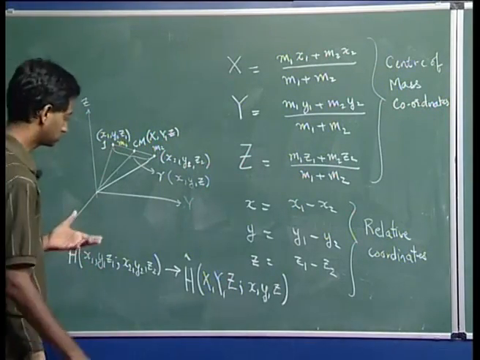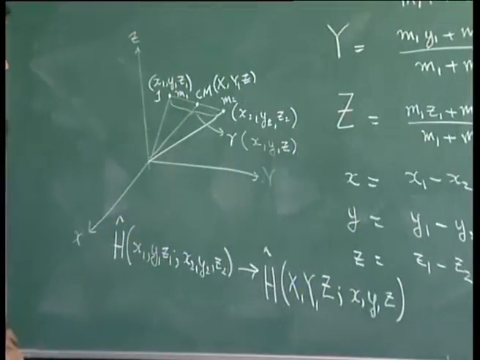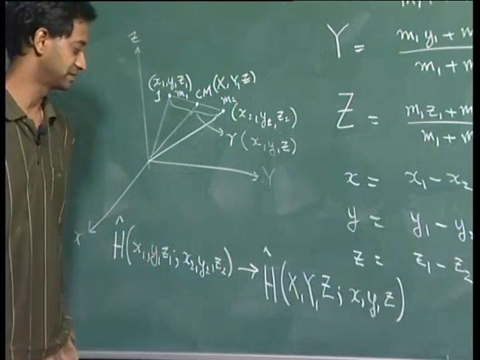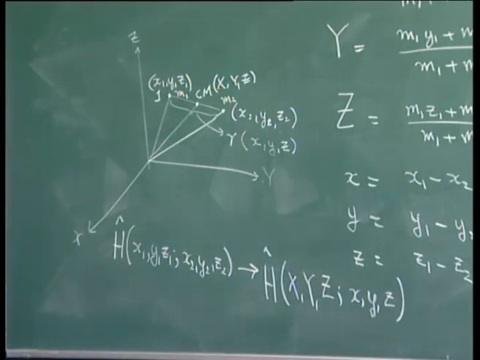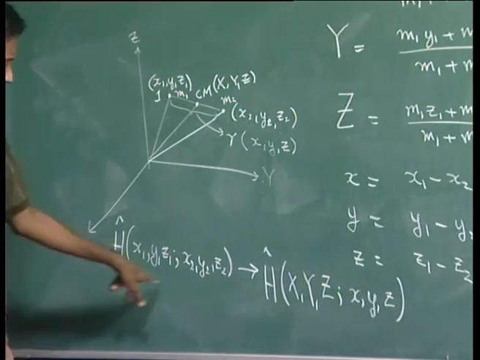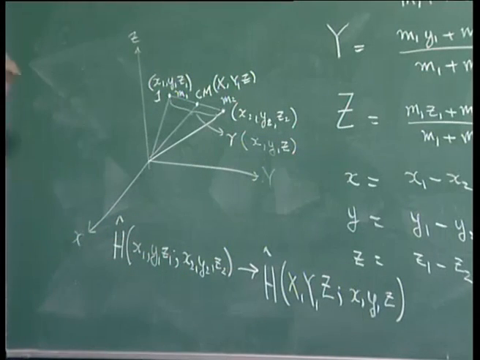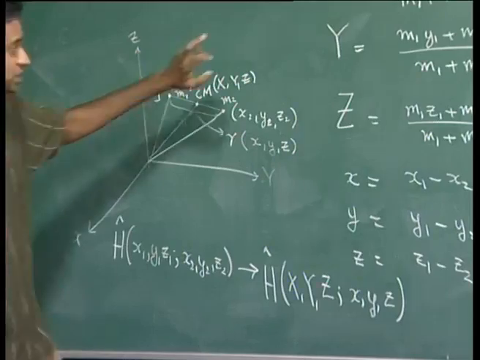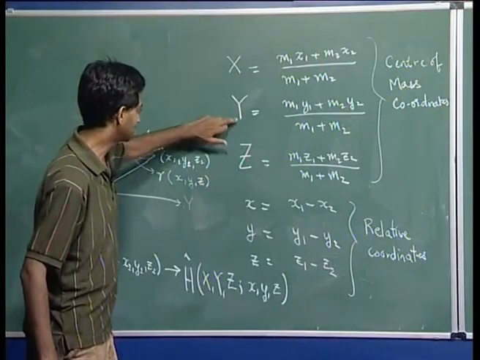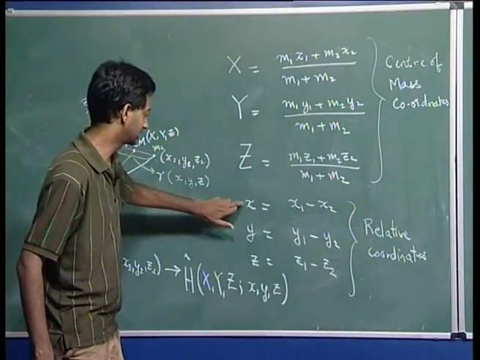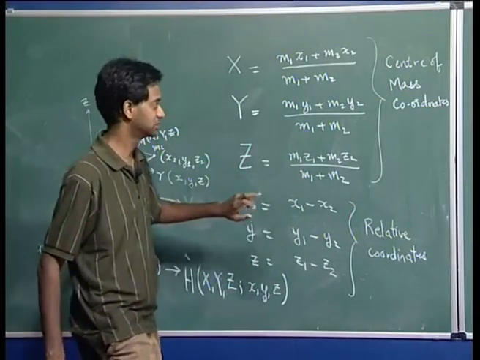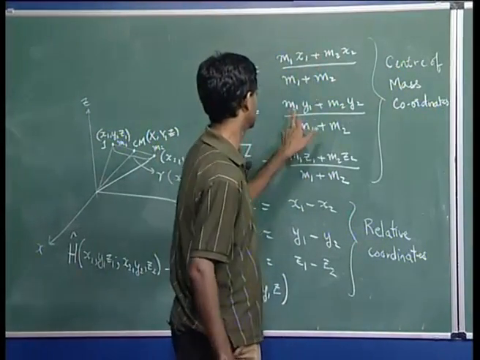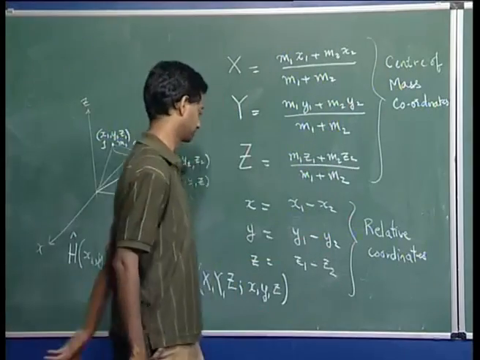Okay. So the question is how will we do this transformation, and the answer is that you will do exactly what we did when we went from center of mass to spherical polar coordinates. Only thing, instead of 3 coordinates, now you have to do it with 6 coordinates. Okay. So here we wrote capital X, capital Y, capital Z, and little x, little y, little z in terms of x1, x2, y1, y2 and z1, z2.